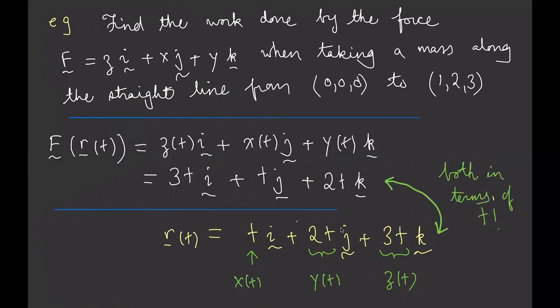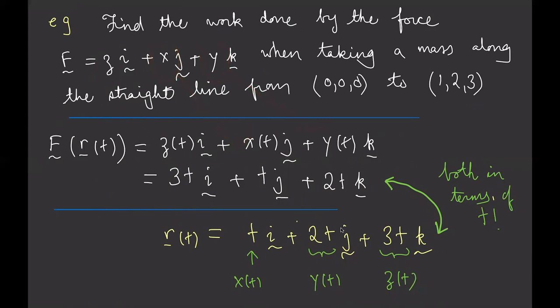But I'm trying to calculate F dot dr, so I need to figure out what F is as well. So here's what I have for r. Now let me figure out what F is. Well, F at a general location x, y, z is given by that, which means that F at a general location x of t, y of t, z of t is given by this. So I have a z in the x component, an x in the y component, and a y in the z component.